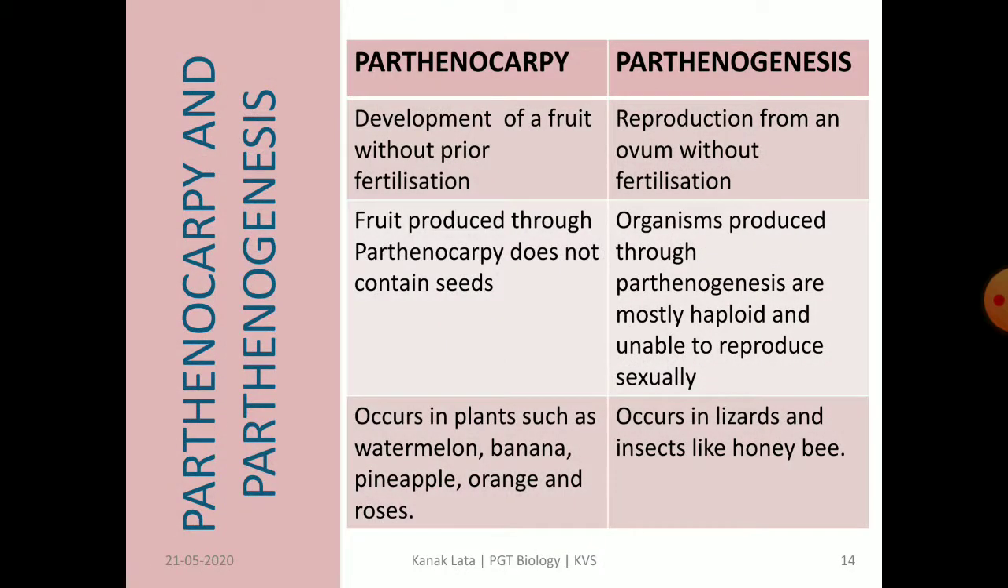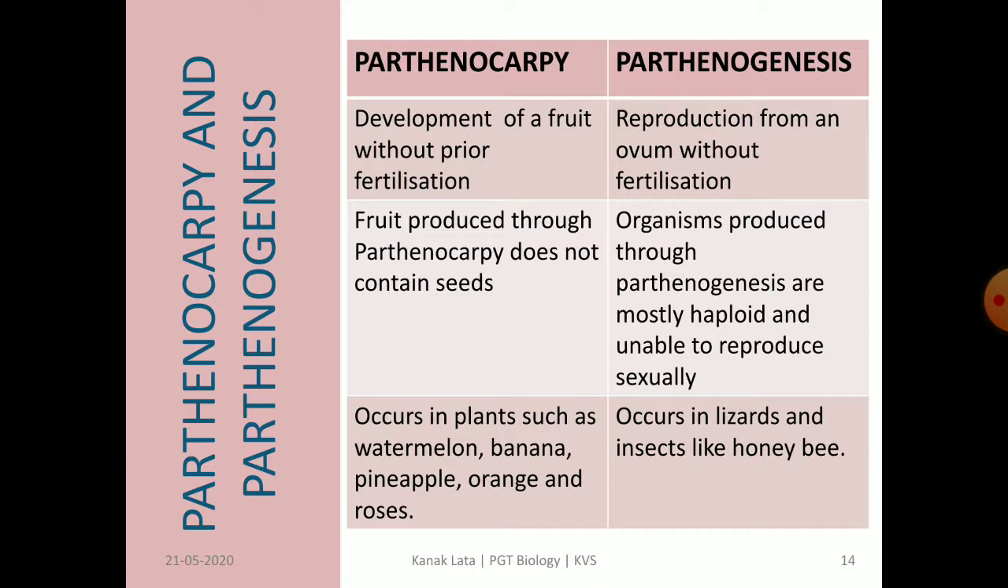Now, the last topic is about Parthenocarpy and Parthenogenesis. So, let us see the differences between these two. Parthenocarpy means development of a fruit without prior fertilization. Means without fertilization, the fruit is developed. Parthenogenesis is reproduction from an ovum without fertilization. See, in both cases it is without fertilization. One is taking place in plants, another is taking place in animals.